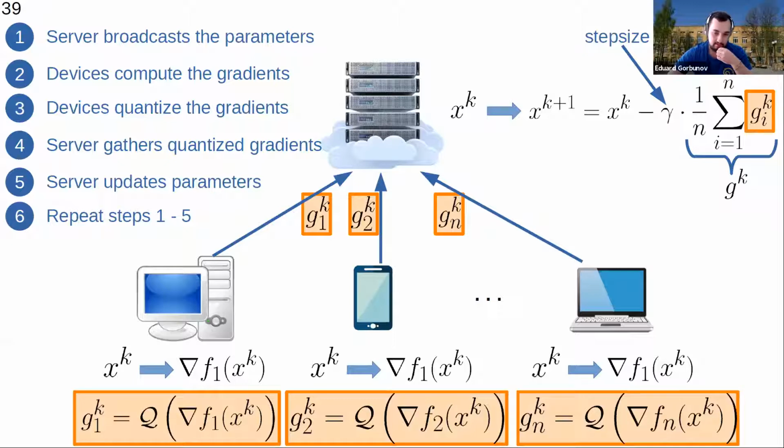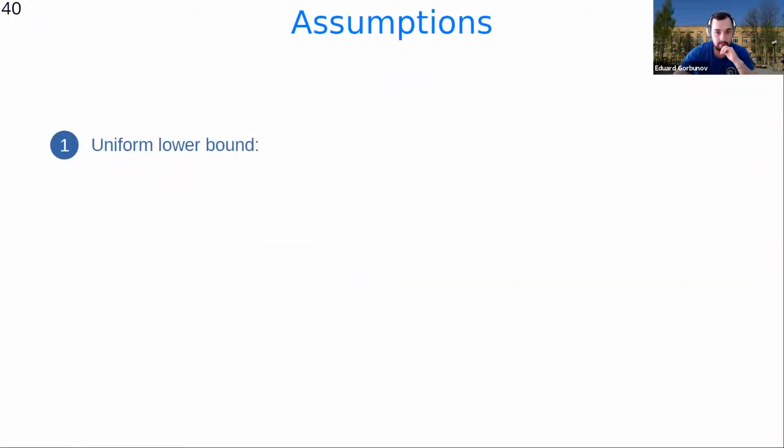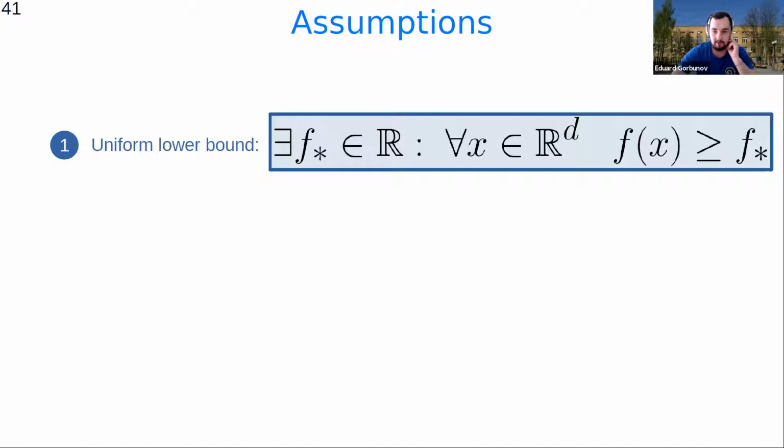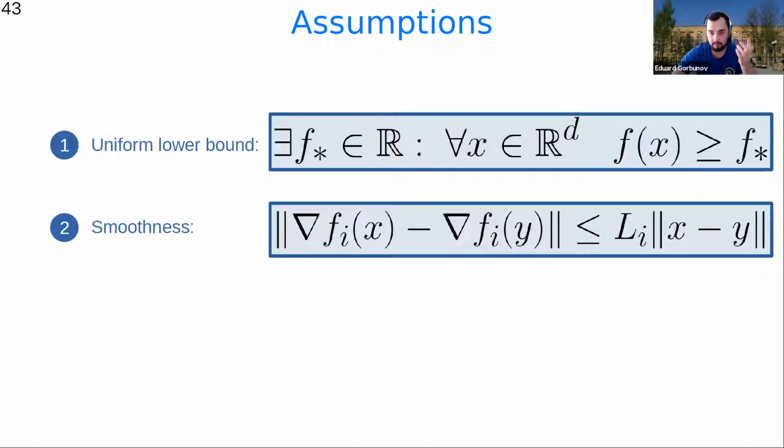One might ask the following question: how does quantized gradient descent converge? How fast is it? Before that, we need to introduce some assumptions. As I said in the introduction, we consider a non-convex optimization problem, but still we need to assume something, because otherwise we cannot prove anything. First of all, we assume that there exists a uniform lower bound for the overall function f, which is the average of n functions. And we assume that each individual local function is L-smooth. By the way, in this talk, we will not focus on how smoothness parameters appear in the bounds, but we will have it only on this slide.